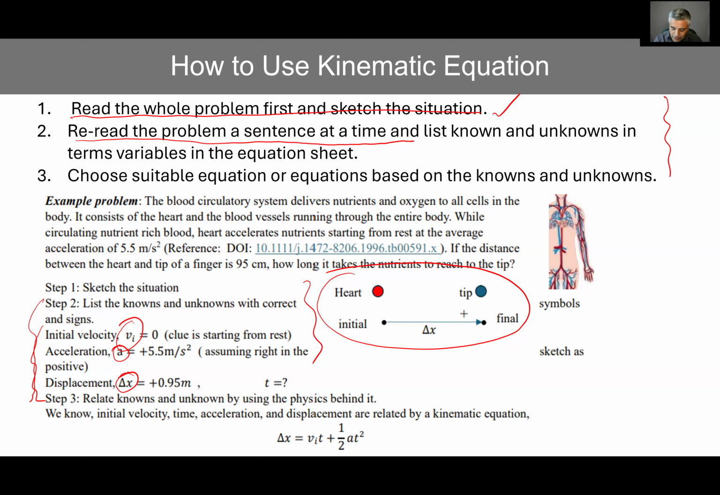That way, when you look at the equation sheet, you can decide which equation to pick. Okay, once you have decided which equation to pick, or sometimes, just like we saw last time, you may have to pick more than one equation, okay? So once you decide, use those equations, and physics is done. Once you have the equation, the remaining is just mathematics, and in this case, algebra. So that's how we solve a problem using kinematic equation.